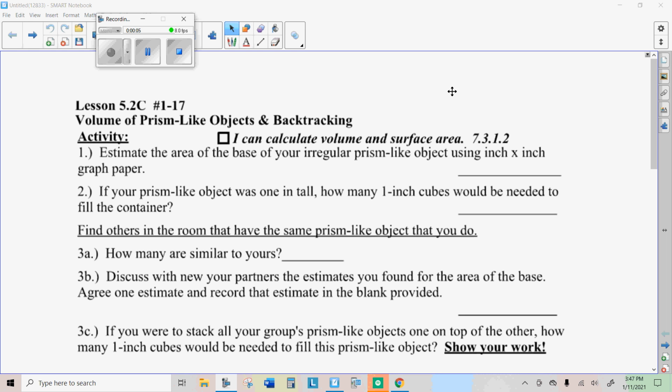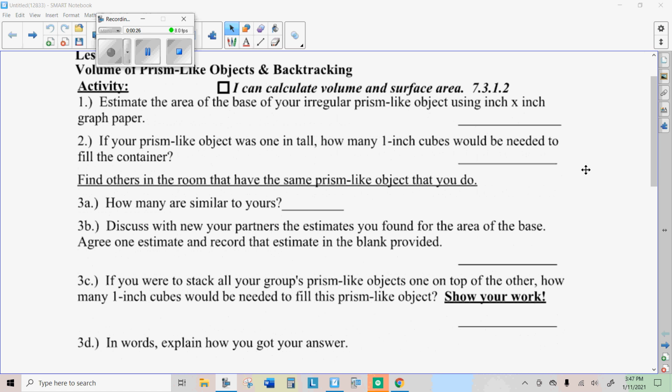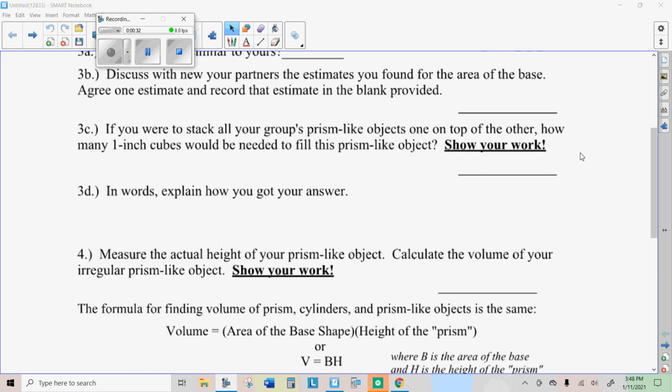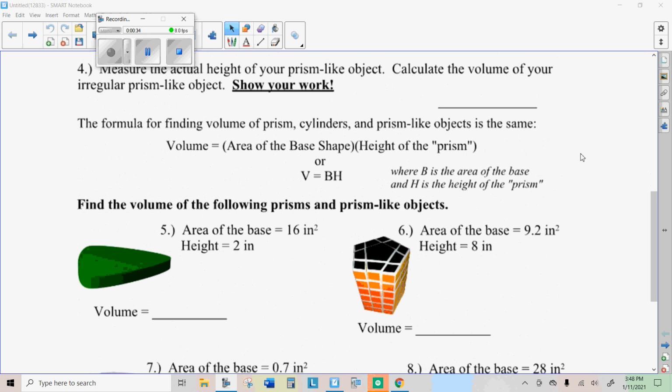Hermson again. Today we're going to do lesson 5.2c, which is trying to figure out the volume of prism-like objects where they have two identical bases. So like a cylinder is a prism-like object, but not really a prism. So one way we could do it, let's say we had some weird-looking prism-like thing, right here.